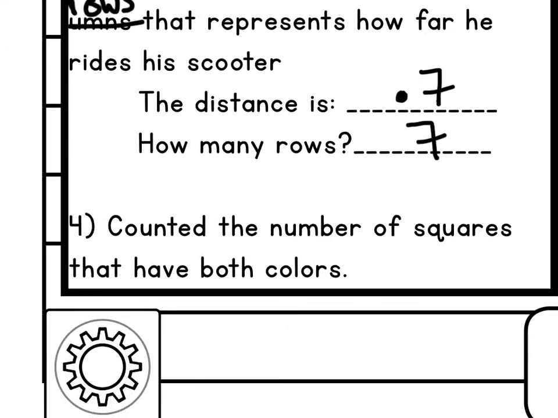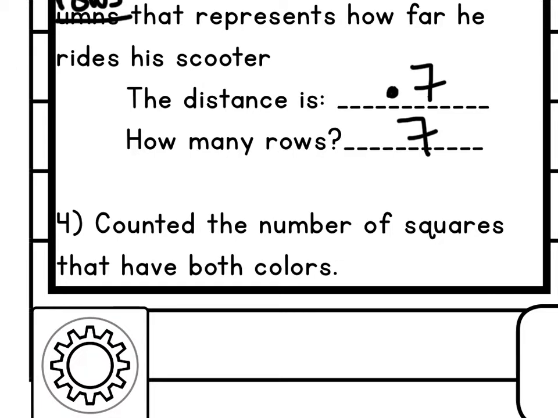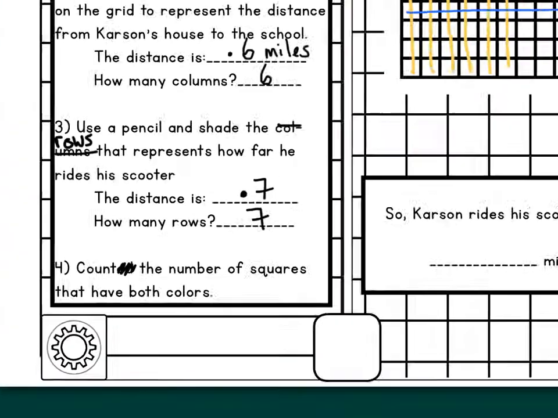And my last step says count the number of squares that have both colors. So I go over here, and I can see that some of the squares have the yellow and the blue. And maybe what I'll do is I'll just use my blue and I'll color that in more fully. So this is full all the way to here, because I have yellow and blue. And it looks like it does that all the way down to here. So I'm just going to color this in.